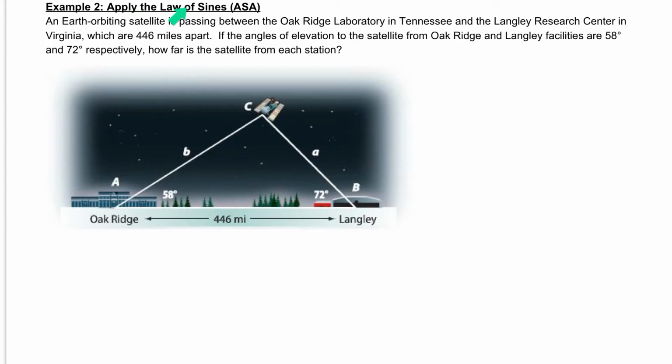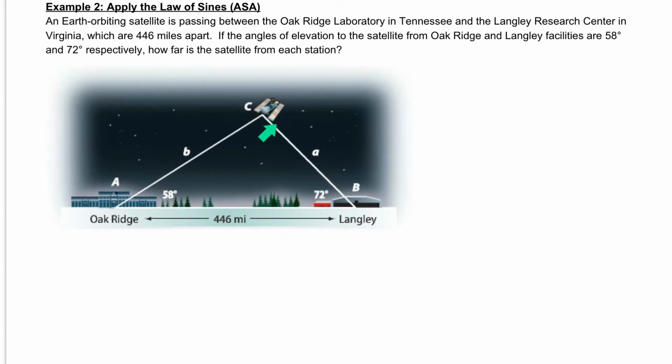Example 2, we are going to apply the law of sines to an angle-side-angle problem. It says an Earth-orbiting satellite is passing between the Oak Ridge Laboratory in Tennessee and the Langley Research Center in Virginia, which are 446 miles apart, shown here. Here's Oak Ridge, here's Langley, and they're 446 miles apart. If the angles of elevation to the satellite from Oak Ridge and Langley facilities are 58 degrees and 72 degrees respectively, so from Oak Ridge it's 58 degrees, Langley 72, how far is the satellite from each station?